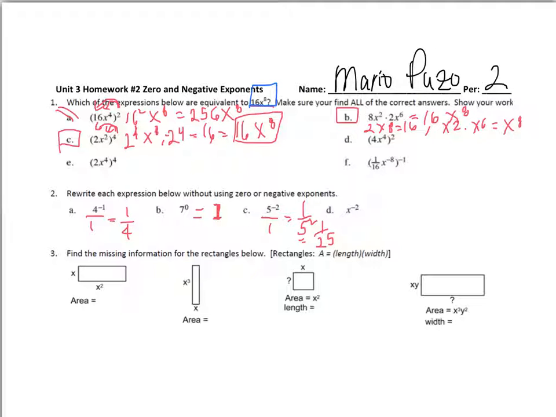You can do D. For 3, it says find the missing information for the rectangles below. Area equals the length times the width. So, for the first one, it says find the area of x is one side, the width, and x squared is the length. So if we multiplied x times x squared, that equals x to the 3rd. Right? So my answer here is x to the 3rd. Here it's x times x to the 3rd. What does that equal?